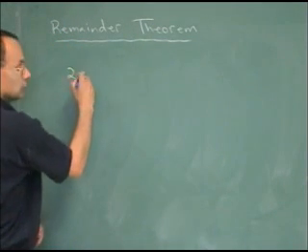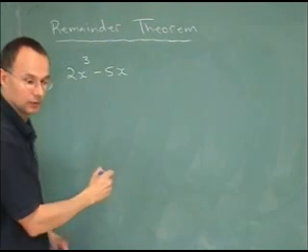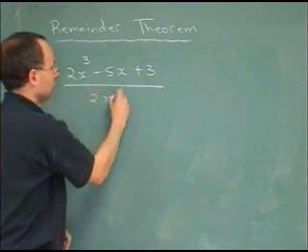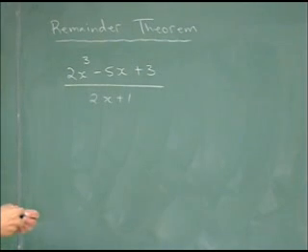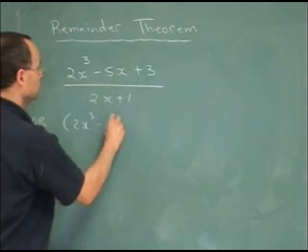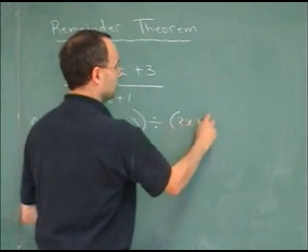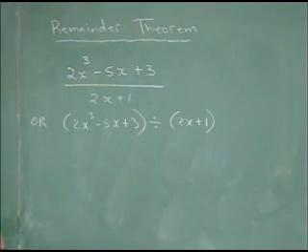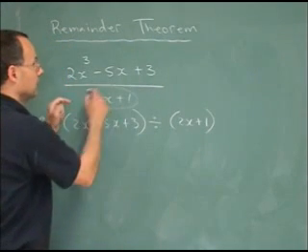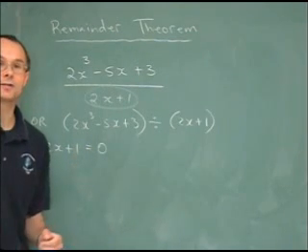We've got 2x cubed minus 5x plus 3. We want to divide that by 2x plus 1. And by the way, I could have written that like this, or I could have written it like this if I wanted to. Take that guy and divide it up by this guy. It says the same thing. We just want to know what the remainder is. So here's what we're going to do. We're going to say, well, what value of x turns that to 0? So the first thing I need to do is decide, how do I turn that to 0?